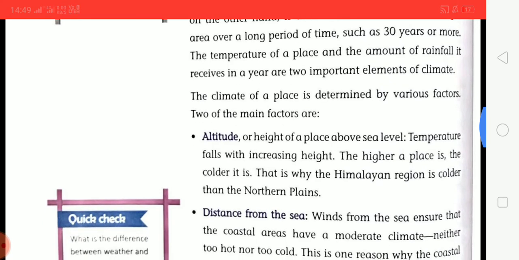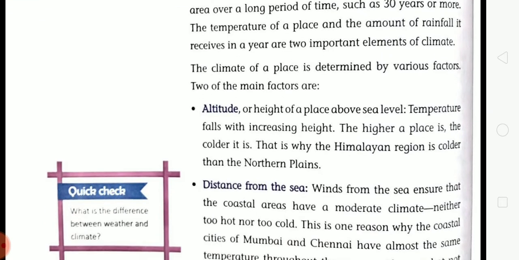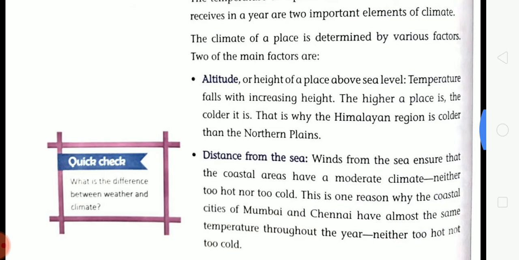The climate of places is determined by various factors, two of the main factors. So student, the climate of regions and places varies by different factors. First one is altitude, or the height of a place above sea level. The place which is above sea level, temperature falls with increasing height. The higher the place, the colder it is. That is why the Himalaya region is colder than the northern plain.